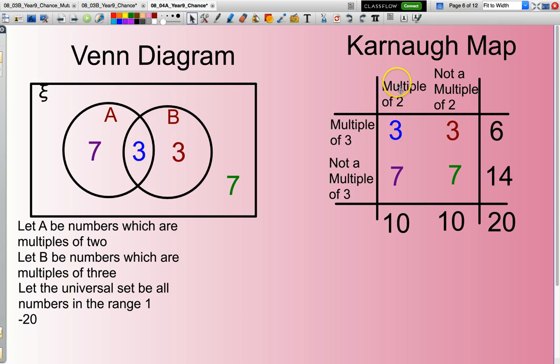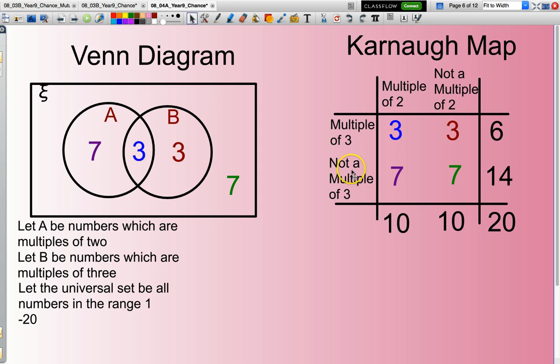I can add up these columns. So if I add up this column here, I can see that there are 10 which are a multiple of 2. 7 plus 3. How many are not a multiple of 2? In other words, how many are outside here? 3 plus 7, again, 10. I could go across this way. How many are a multiple of 3? 3 plus 3 is 6, or how many are in this here? 3 plus the 3, there's my 6.